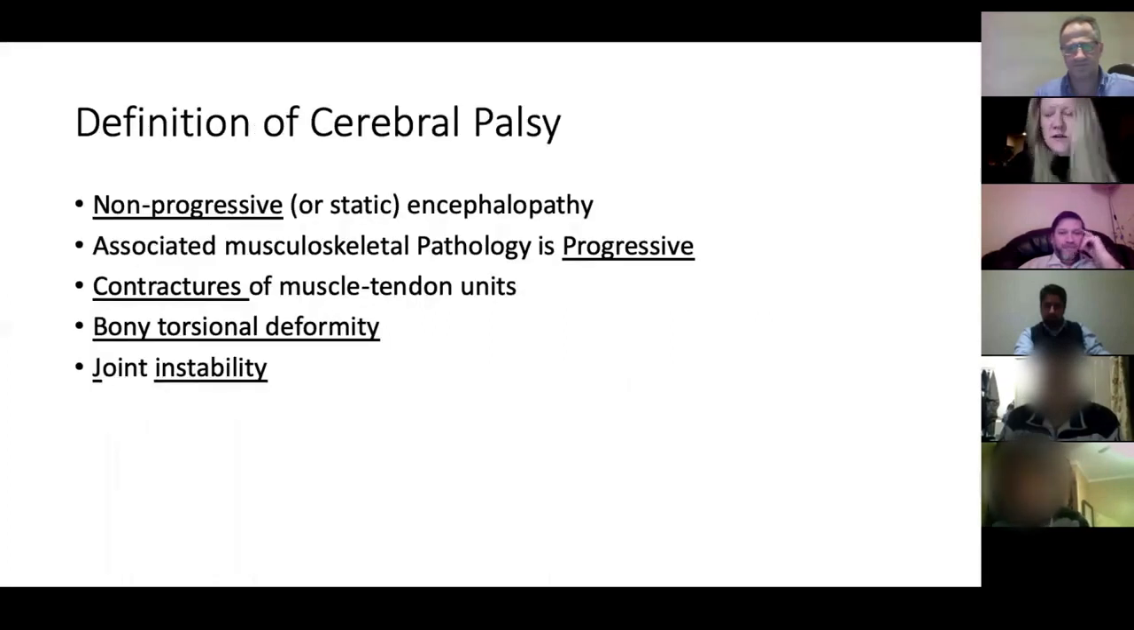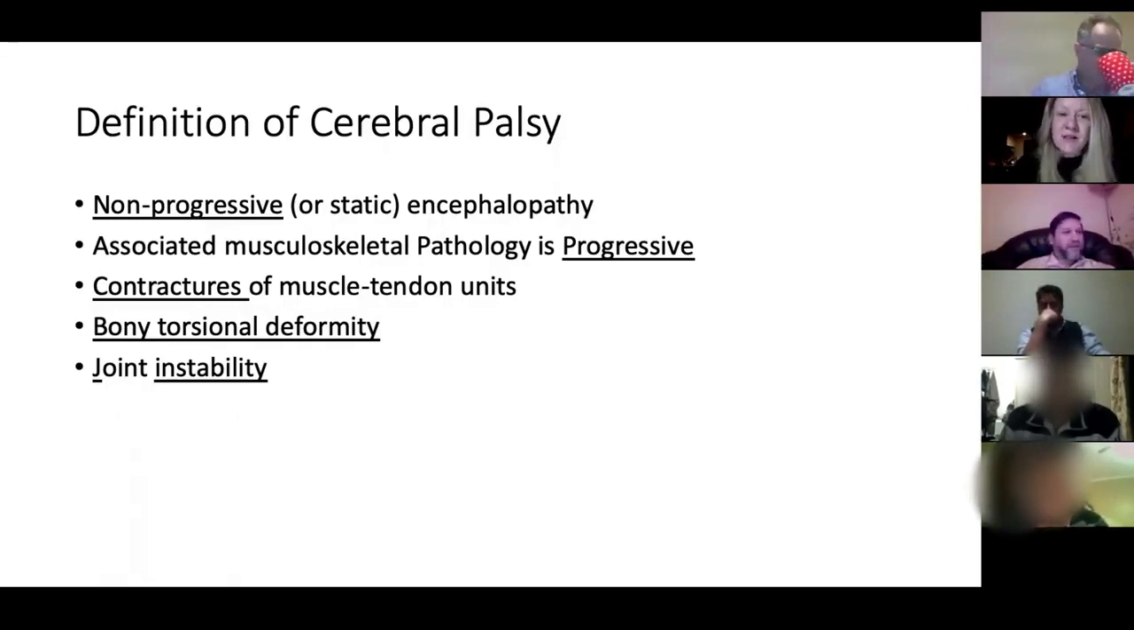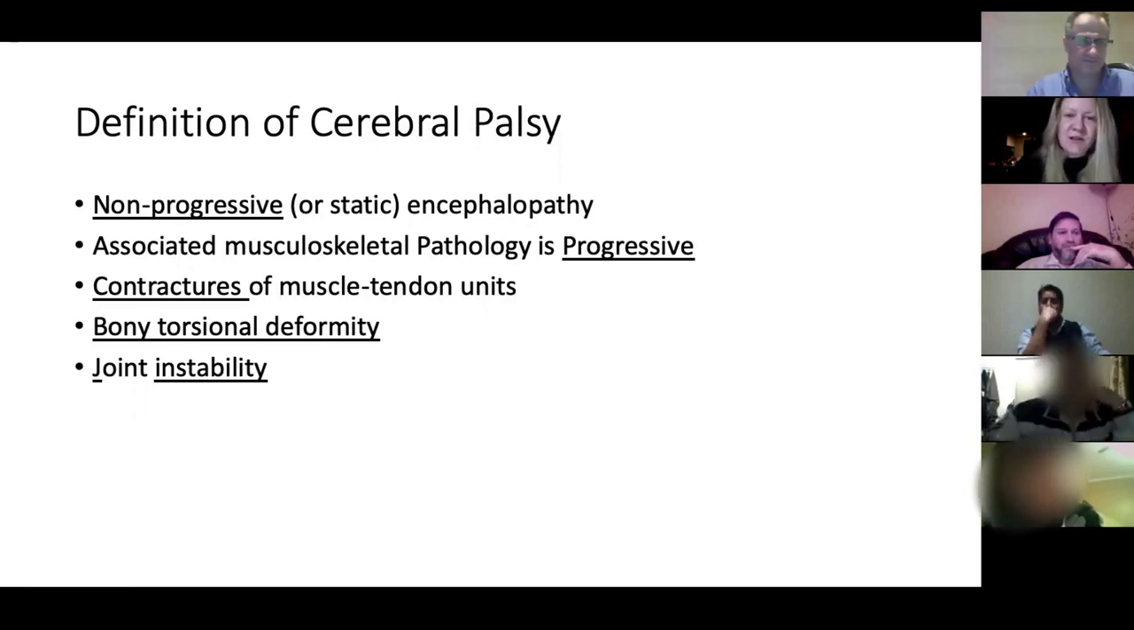So the definition of cerebral palsy is that it's actually a non-progressive brain lesion, but the associated musculoskeletal pathology is progressive and typically results in spasticity and contractures of the muscle tendon units. You also get bony torsional deformity due to the abnormal forces, and eventually this gives rise to joint instability.